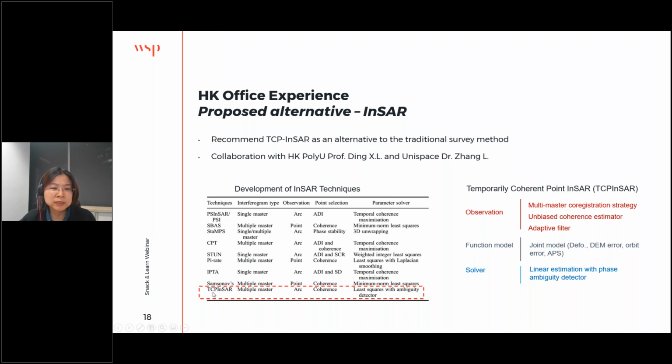So we are adopting TCP InSAR, the latest technology in InSAR, for our measurements. The reason is that TCP InSAR, which we call temporary coherent point InSAR, in essence uses a multi-master correlation strategy. In the past, conventional InSAR always used only a single master.